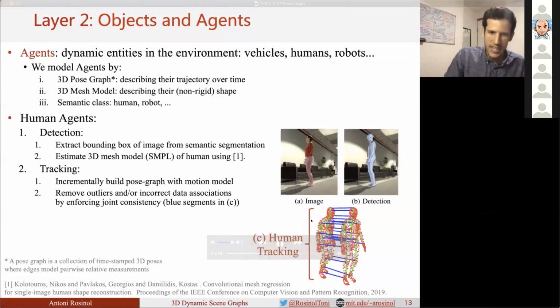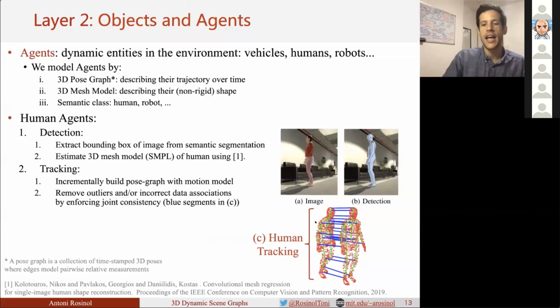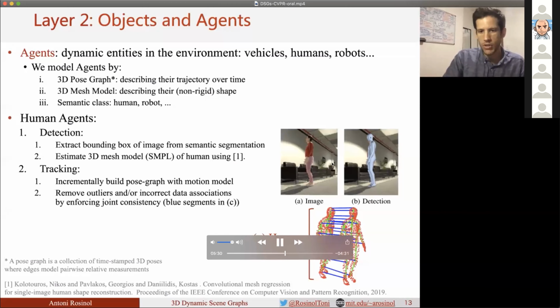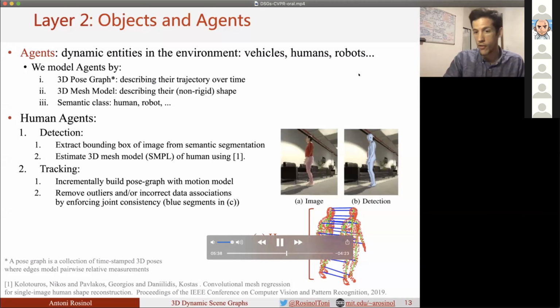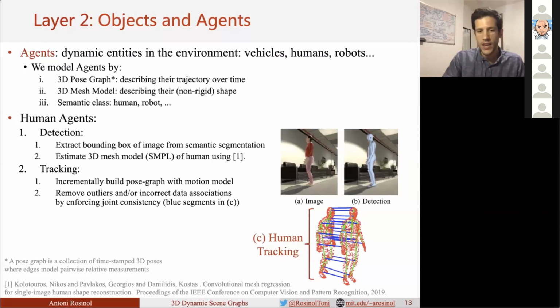Let's first see how the human agents are detected and then tracked. We first detect a human by extracting a bounding box in the RGB image using the semantic segmentation. Then we use a graph neural network from Professor Daniilidis's group that infers an approximate 3D mesh model. While this approach works fairly well given an approximately clean 2D bounding box of the human, it sometimes returns wrong estimates that we must deal with when tracking humans.